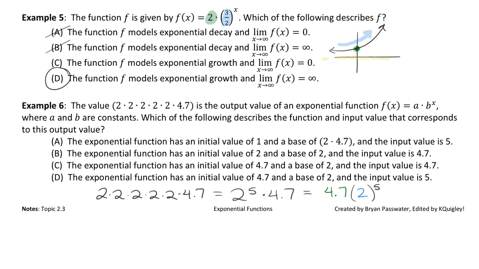So what's the initial value? Which means it's not A or B because they have the wrong initial value. The input value is 5. And what number had I plugged in here? 5. So let's just make it into the correct formula so we can talk about the characteristics of the graph.